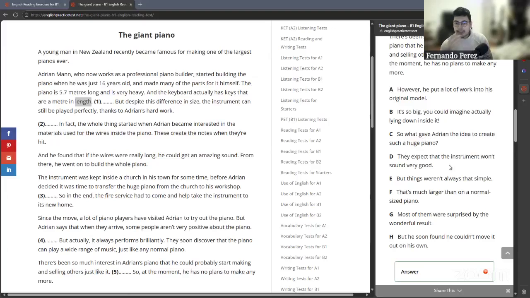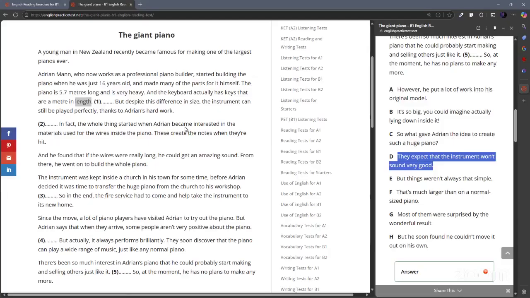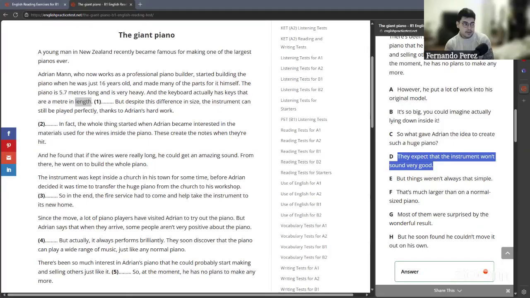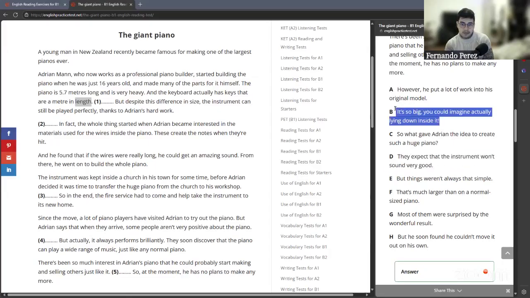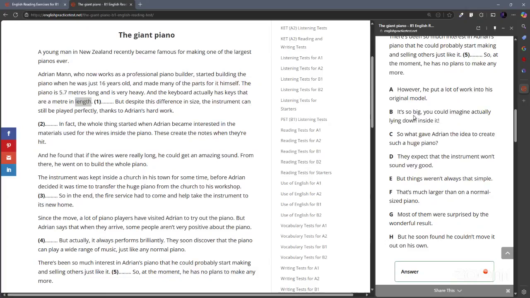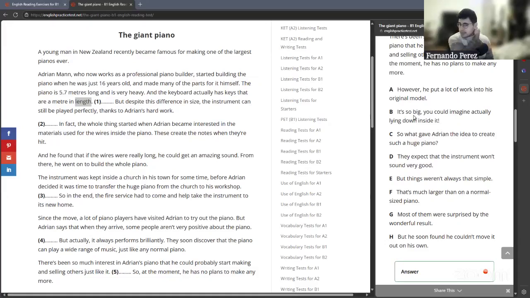They expect that the instrument won't sound very good. Uh-oh. Okay. Jamil and Brooks, in this case, you have the same answer, which is letter D. Right? In the first? Ah, no, you said B. Sorry. So B: you can imagine actually lying down inside it.